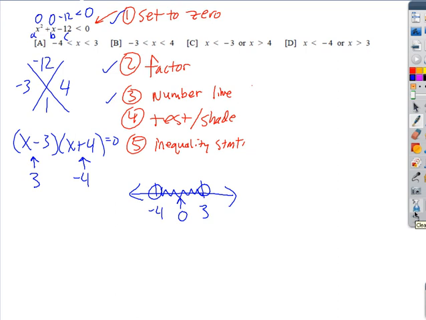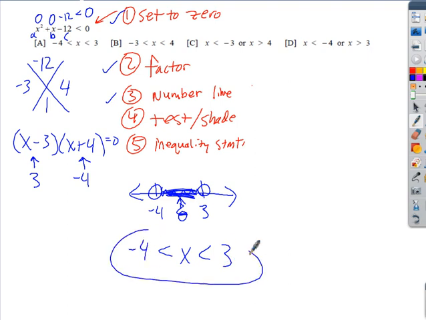Anytime the answer set is in between here, like this, x is in between. Oops, there I go again with that, or equal to. That's the way it works. It's that one. So -4 on this side and 3 on the other side. That says that x is in between -4 and 3. And that's true. We tested 0.